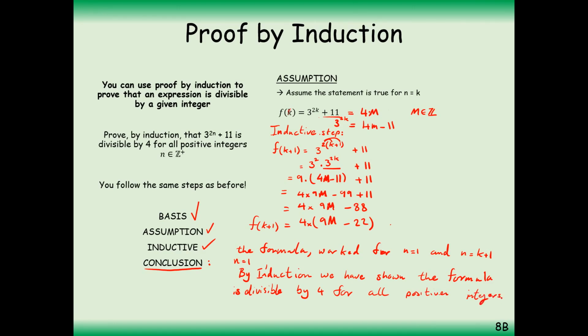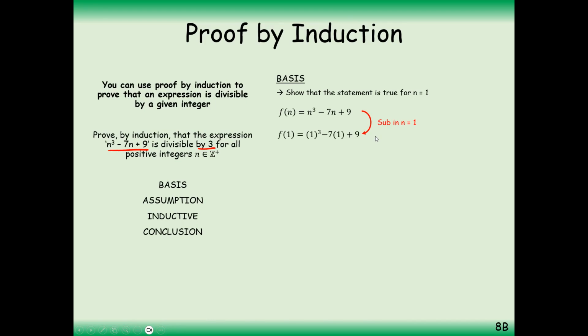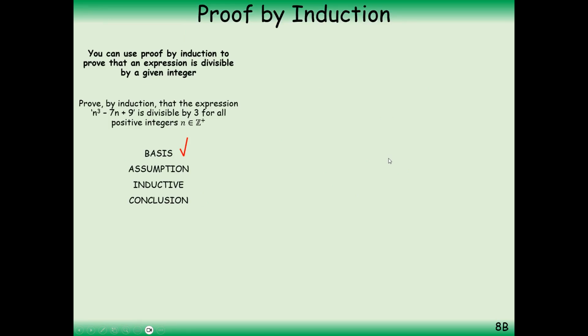Okay, so let's have a look at the next example there. In this question, we've been asked to prove that the formula n cubed minus 7n plus 9 is divisible by 3. So we make the basis step and substitute n equal to 1 into the equation. This is rather simple. So 1 minus 7 plus 9 is negative 6 plus 9, which is 3, and that's obviously divisible by 3.